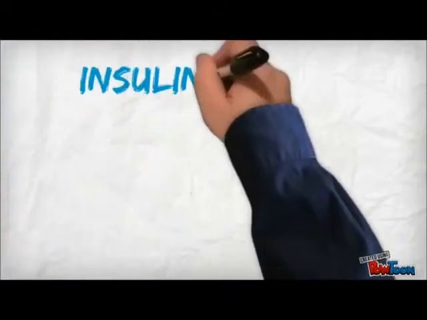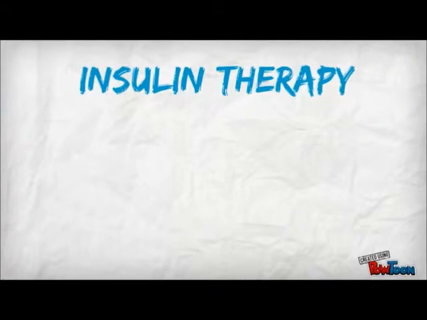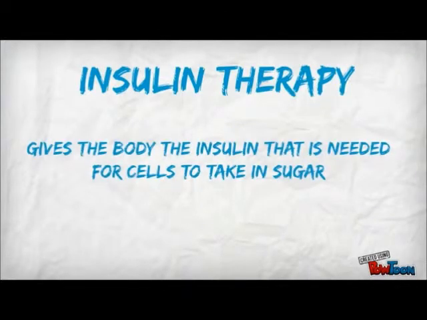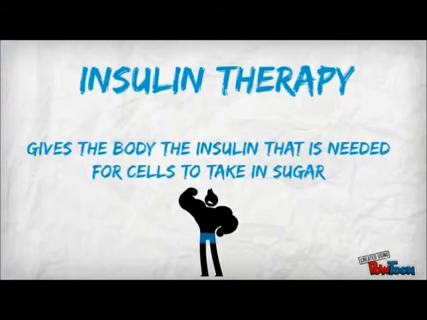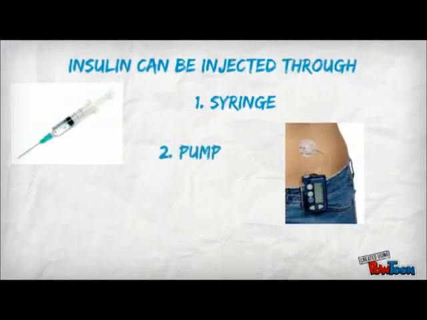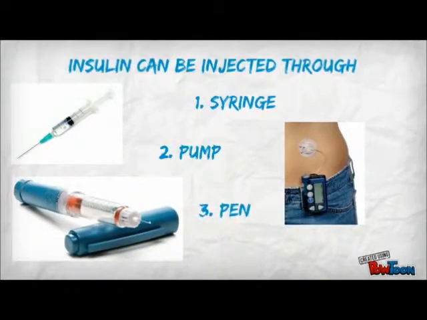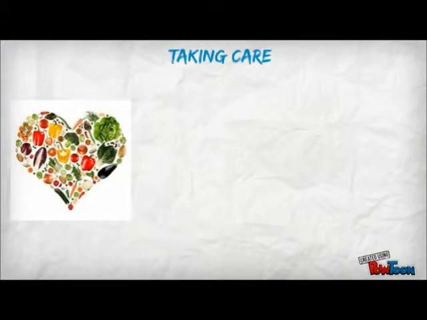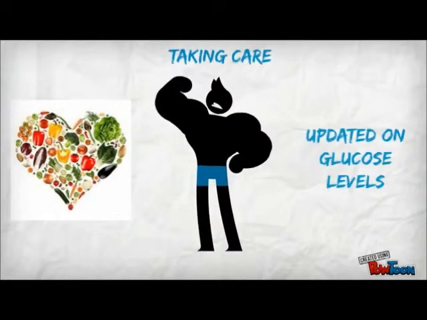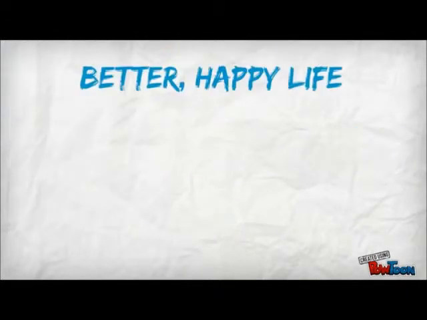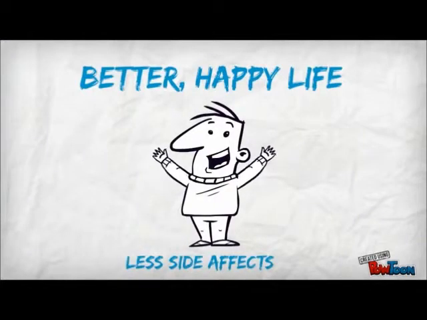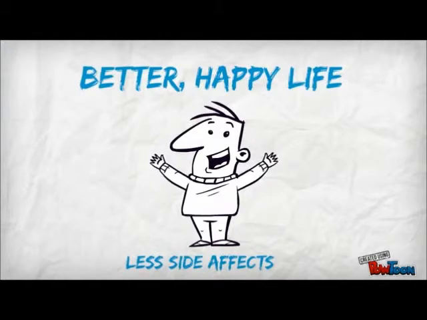Insulin therapy is very important for people with type 1 diabetes because it gives their body the insulin it isn't making so cells can take in sugar from the blood. Modern day technology gives the option of taking in insulin through a syringe, pump, or pen. If someone is careful and takes care of their disease by keeping a healthy diet, exercising, and staying updated on their glucose levels, they can live a better quality life because they will have less side effects. We asked a few questions to someone with type 1 diabetes about how they live their life and how they manage their diabetes.